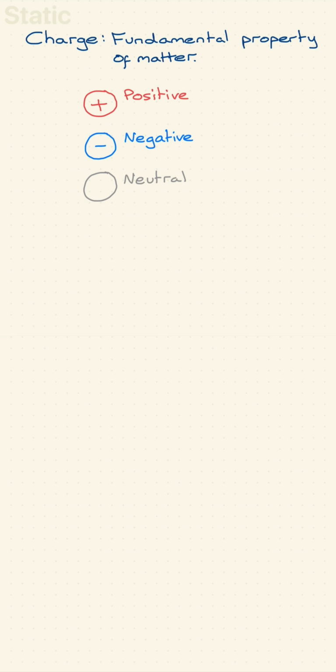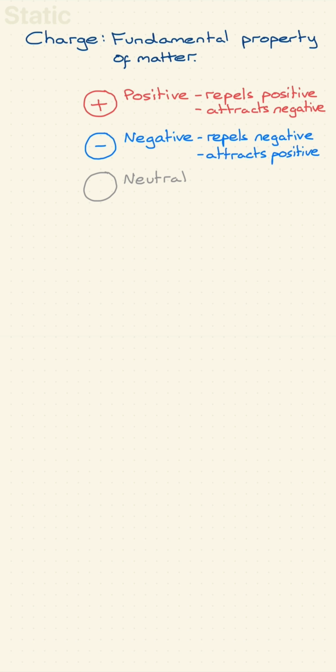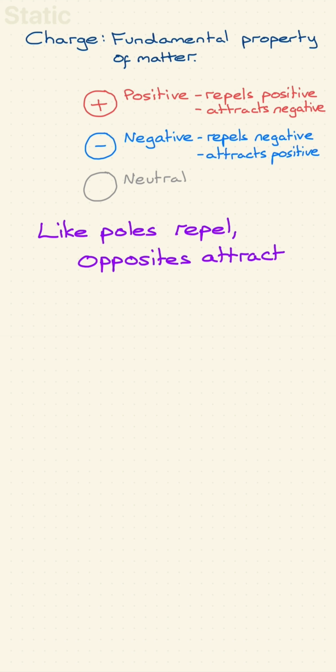Having a positive charge simply means that the particle is repelled by other particles with a positive charge, but attracted to other particles with a negative charge. And similarly for a particle with negative charge. Like poles repel and opposites attract. That's what it means to have charge.